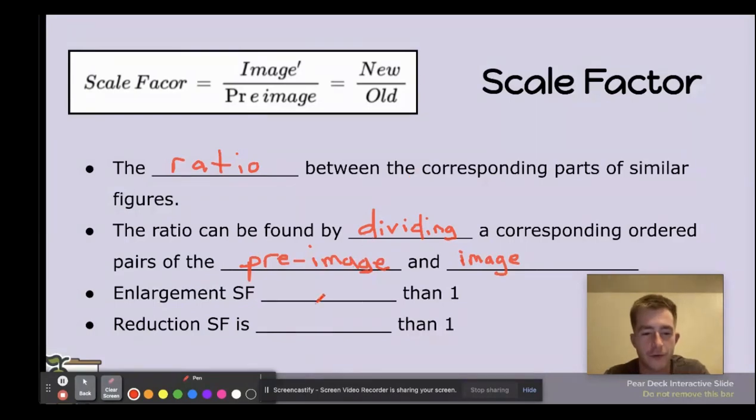Now, review from yesterday. Enlargement, SF. SF stands for scale factor. Enlargement scale factor is greater than 1. I will say greater than. Meanwhile, a reduction is less than 1.